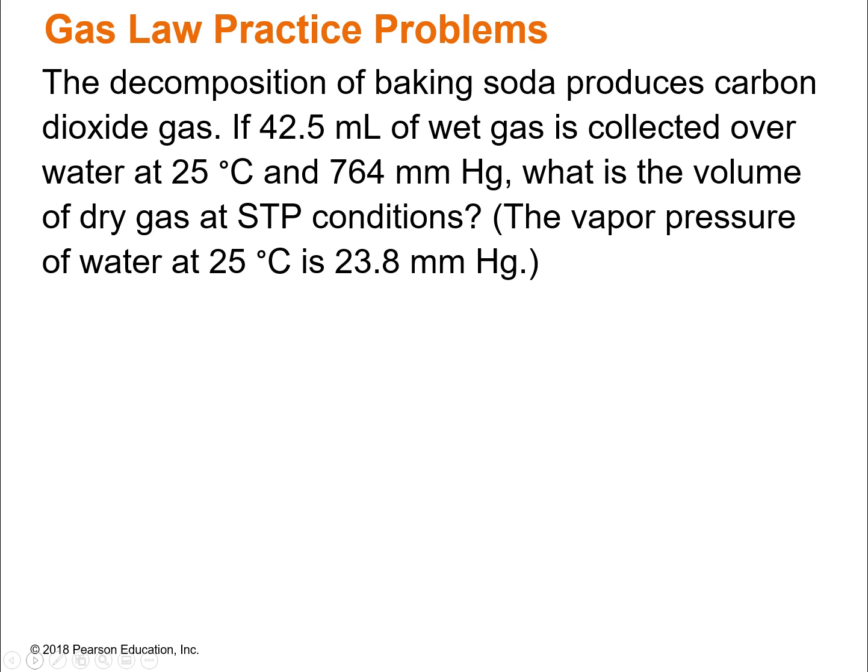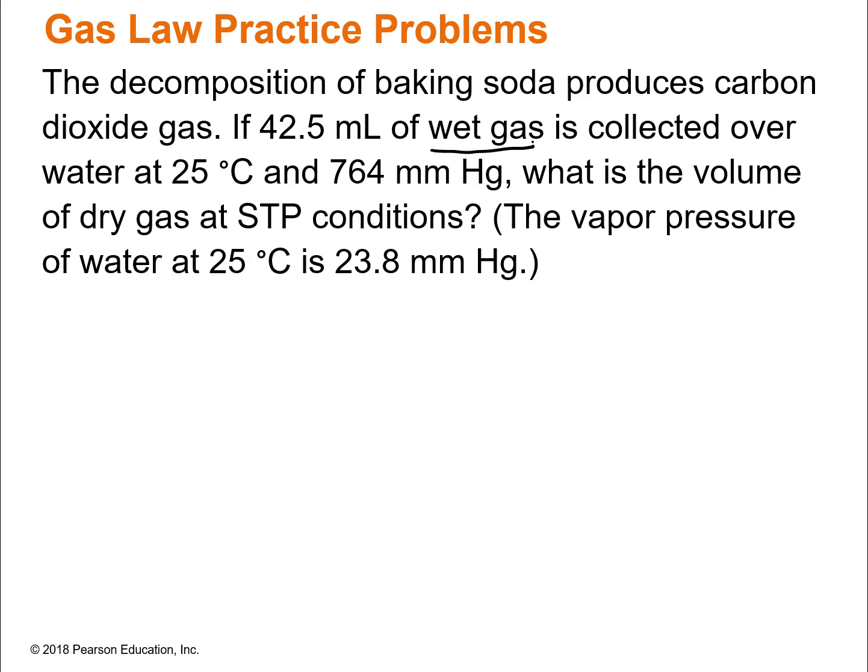All right, next problem. The decomposition of baking soda produces carbon dioxide gas. If 42.5 milliliters of wet gas is collected over water at 25 degrees Celsius and 764 millimeters of mercury, what is the volume of dry gas at STP conditions? And you're told that the vapor pressure of water at 25 degrees Celsius is 23.8 millimeters of mercury. This is a big paragraph of information. There's a lot of numbers here. So I'm going to help you sort through it a little bit, and then I'll let you loose on the problem.